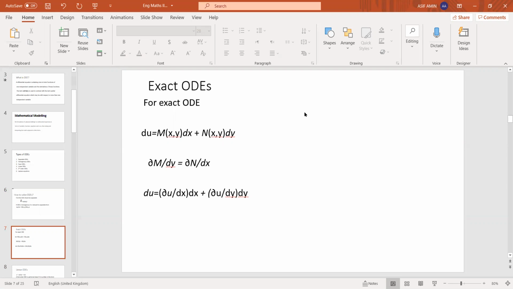For exact ODEs, du = M dx + N dy, and we take the partial derivative of M with respect to y. If the partial derivative of M with respect to y is equal to the partial derivative of N with respect to x, then and only then can we say that the ODE is exact.